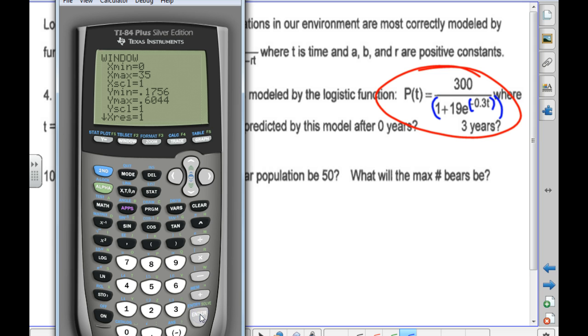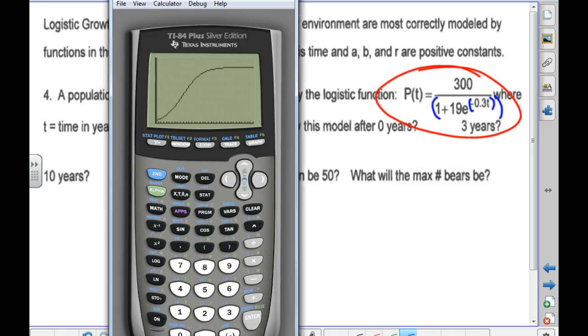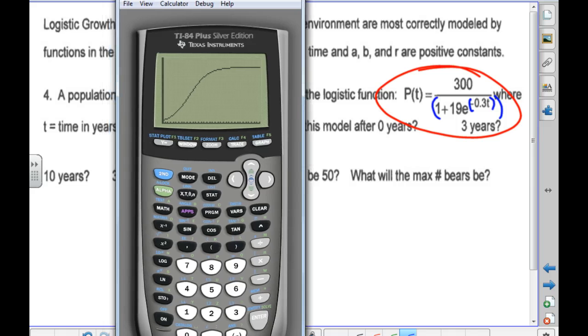And then the number of bears. Anybody remember doing these kind of equations before? Generally, this top number is what they're going to approach, as long as you have a 1 plus something down here. So the number of bears is probably going to approach 300, so I'm going to put 0 to 350 just so I can see this. Right, when I graph, there's the number of bears versus time.